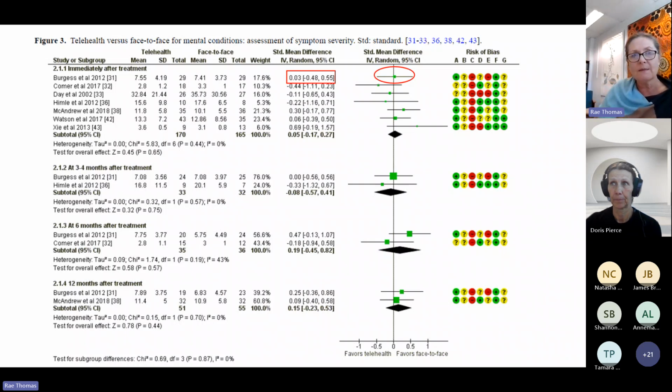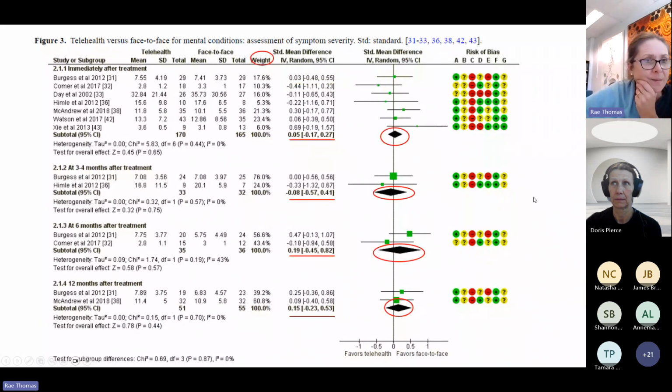What this also tells me is that the Burgess study, when they were comparing psychotherapy by telehealth to face-to-face, found that it is not statistically significant. It crosses that vertical line. If it crosses that vertical line, it is not statistically significant. So Burgess found no difference between face-to-face or telehealth. But this is a systematic review. We need to know more than what Burgess tells us. So what else do we need to know?